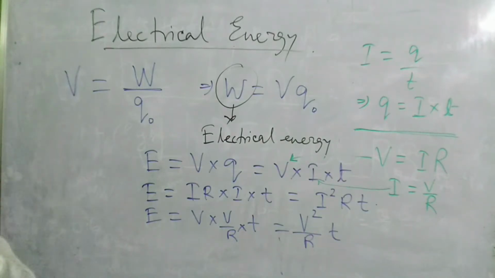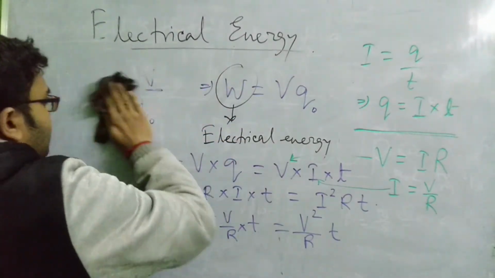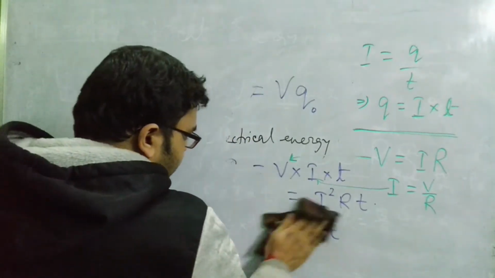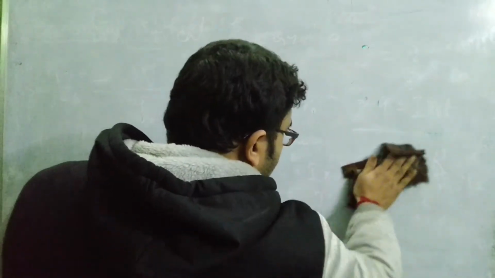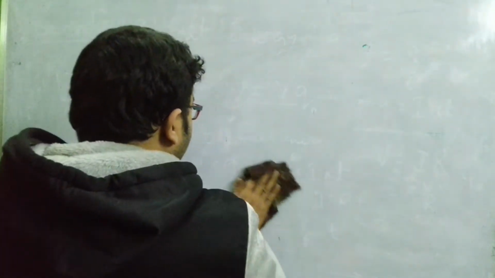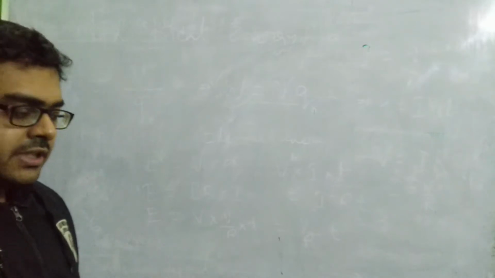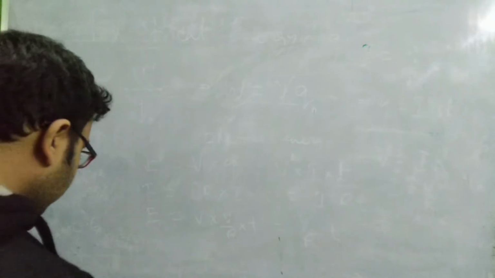Okay, good. Now, what is power? You know, this is the electrical energy that you are getting. Now, what is the power? Just to remind you, what is the unit of energy? Unit of energy is Joule. So, obviously, when you are calculating electrical energy, you can calculate it in terms of Joule. So, unit of electrical energy is Joule. Okay, fine. Now, let us come to power.